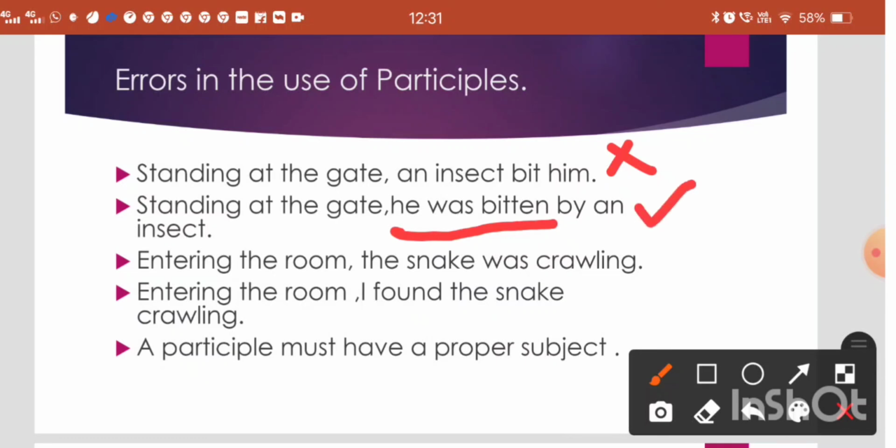So here standing at the gate, this participle phrase is referring to the proper subject, he. Entering the room, the snake was crawling. Who entered the room? Snake or the person? It is not clear here, so this is wrong. Entering the room, I found the snake crawling. So this is the correct sentence. A participle must have a proper subject to which it refers.